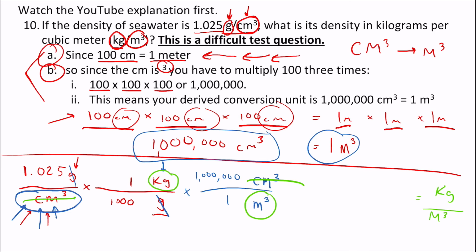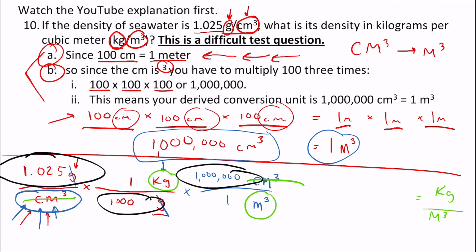All right, now we plug this into our calculator and we multiply everything on the top. So you'll multiply this 1.025 times 1,000,000, get your answer, and then you'll divide it by 1,000. That will give you 1,025 kilograms per cubic meter. If that was a little tricky, the next problem is similar. So try the next problem and then check out the video.